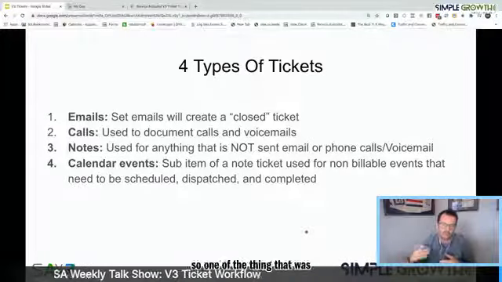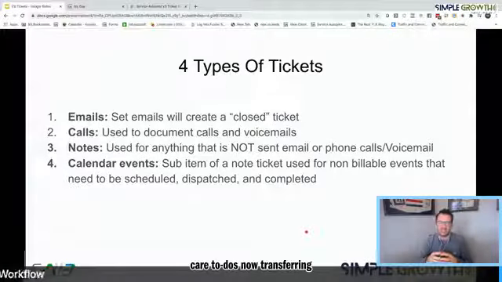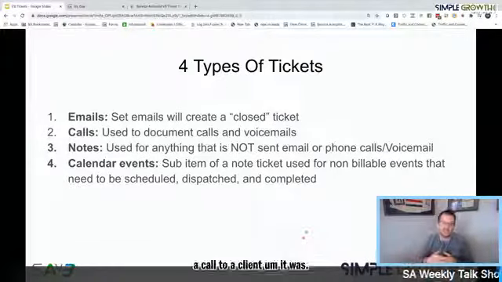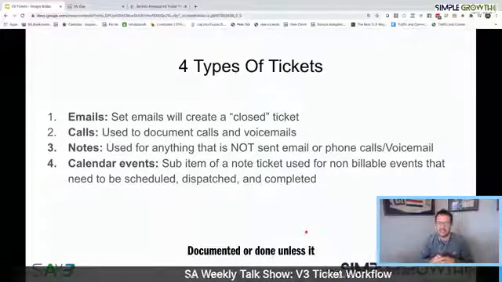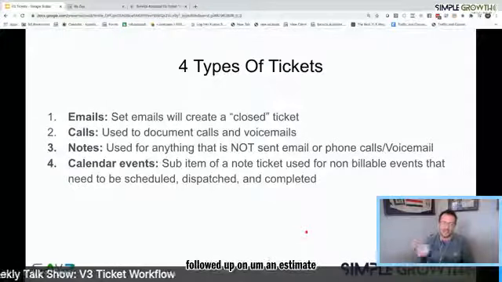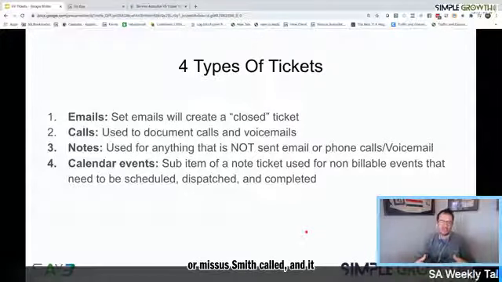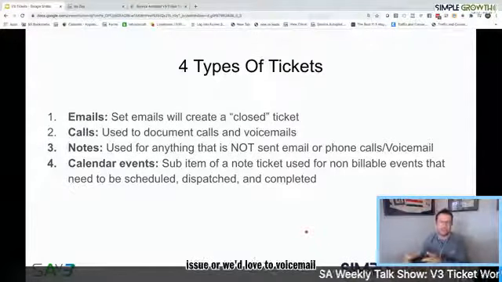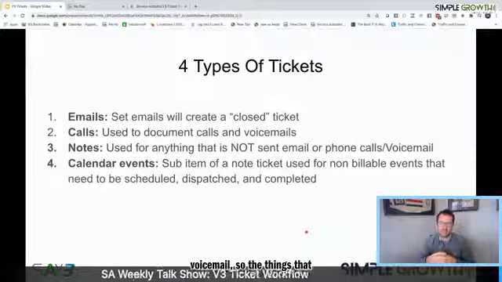So one of the things that was really big at Callahan's Lawn Care in to-dos, now transferring over to tickets, is if we made a call to a client, it wasn't documented or done unless it was documented. So we want to go in and write: called Mrs. Smith, followed up on an estimate, or Mrs. Smith called and it was a damage case, it was an issue, or we left a voicemail, called Mrs. Smith, left a voicemail. So the things that we want to look at is our emails.